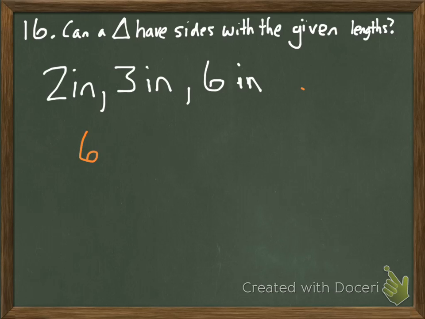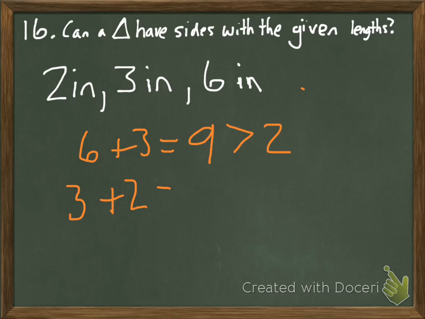We got 6 plus 3, and that equals 9, and 9 is greater than the other side, which is 2. Okay, so we're good there. The next one, let's do 3 plus 2, sorry about my bad handwriting, 3 plus 2 equals 5, and 5 is greater than 6? No, 5 is not greater than 6. 5 is smaller than 6.